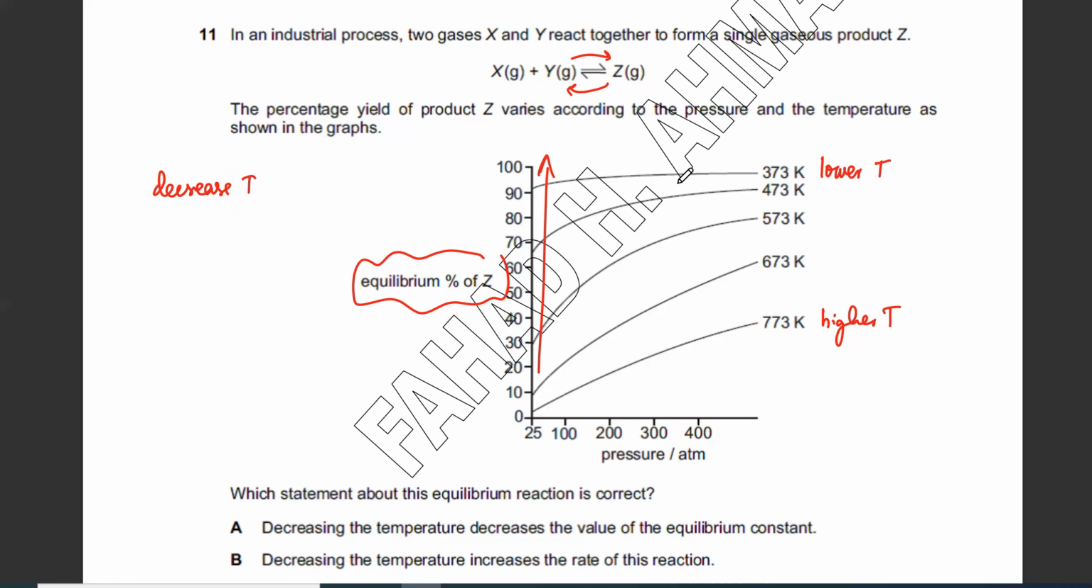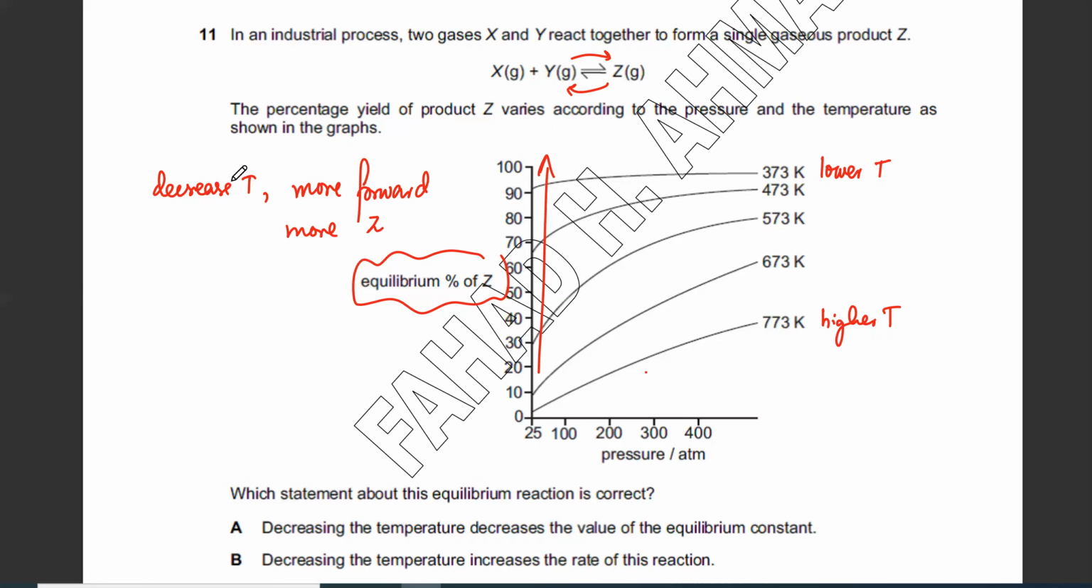If you lower the temperature, the percentage of Z at equilibrium is around 90%. That means there's more forward reaction happening, and there's more Z being formed. You're getting 90% at a lower temperature, so you're getting more percentage of Z. At a higher temperature, you're getting less Z. So is this statement clear? Yes.